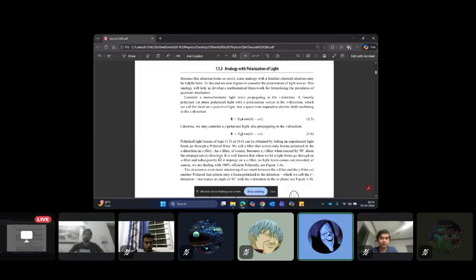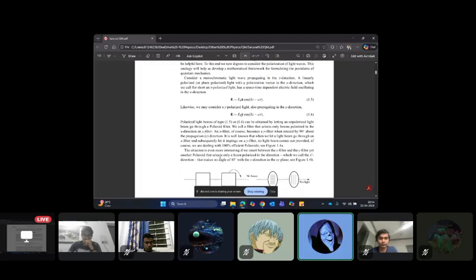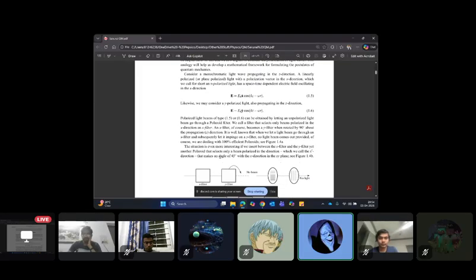Polarized light beams of type 1.5 or 1.6 can be obtained by letting an unpolarized light beam go through a Polaroid filter. We call a filter that selects only a beam polarized in the x direction an x filter. An x filter, of course, becomes a y filter when rotated by 90 degrees about the propagation z direction. It is well known that when we let a light beam go through an x filter and subsequently let it impinge on a y filter, no light beam comes out, provided, of course, we are dealing with 100% efficient Polaroids. See figure 1.4a.